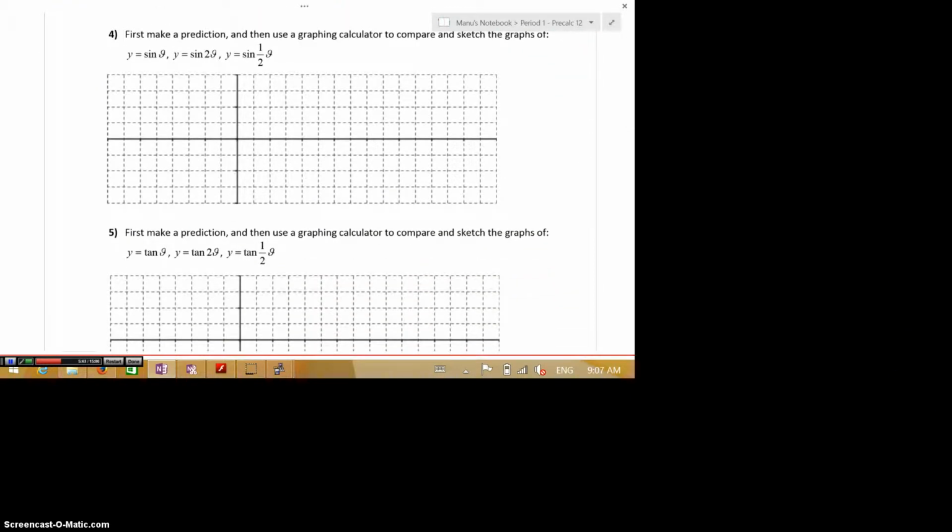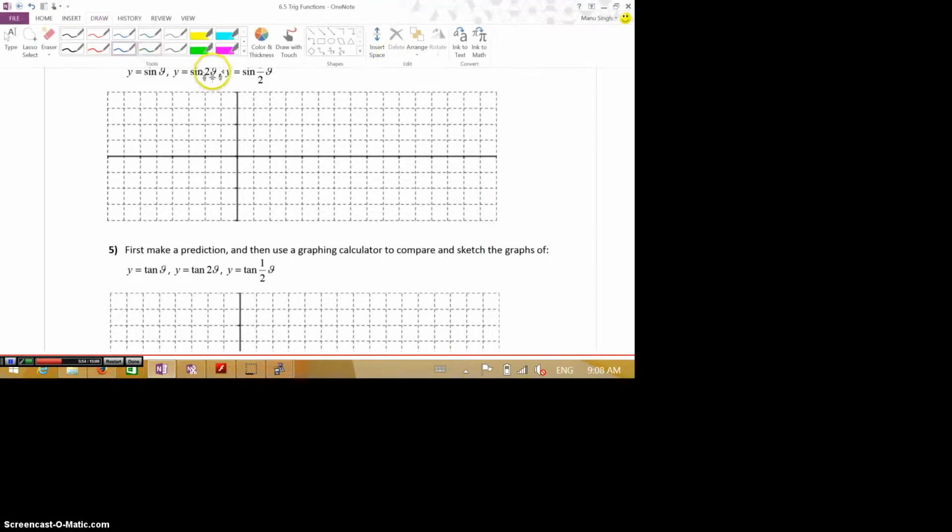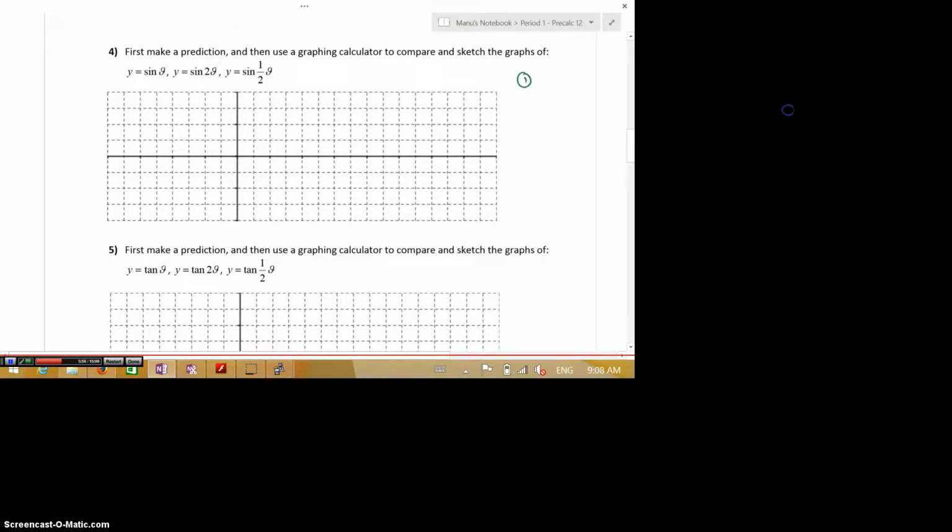In example number 4, something else is different. Something else is happening. We're comparing sine of theta with sine 2 theta and sine 1/2 theta. Let's make some predictions on that. So one will be sine 2 theta. What prediction will you have for sine 2 theta? Think back to transformations again.